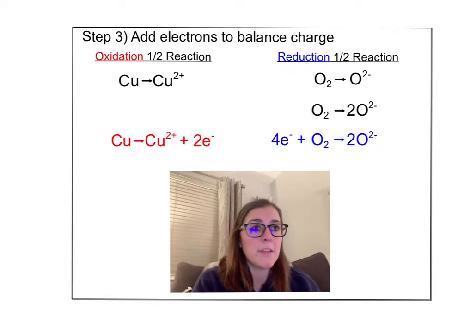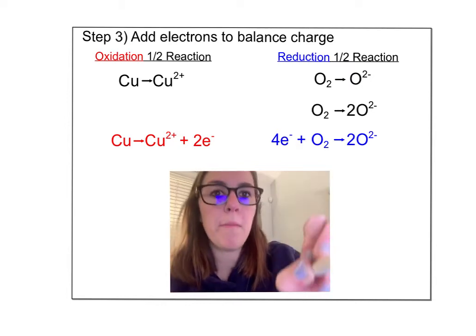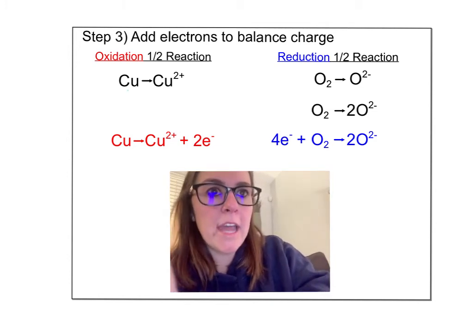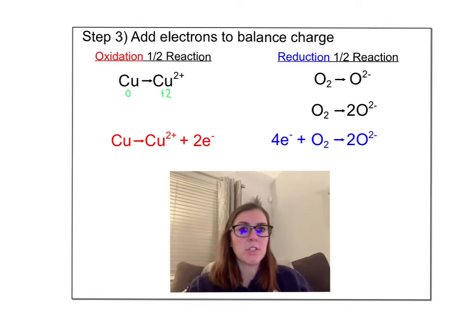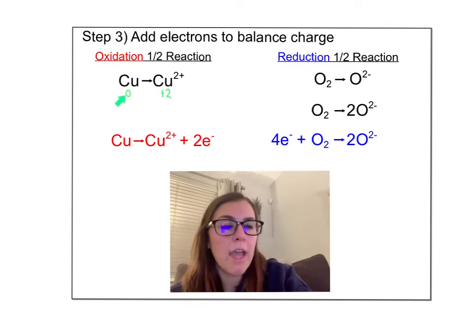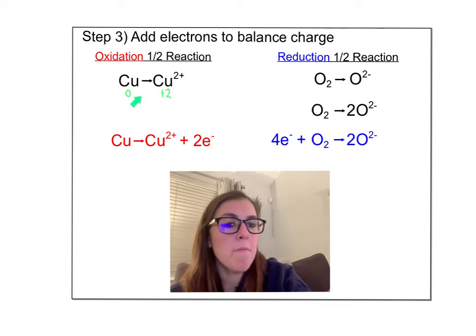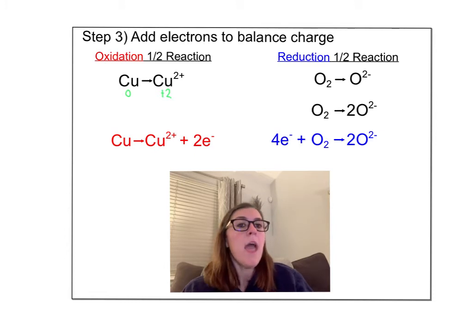Okay, next step is in each half reaction, we need to add electrons to balance the charge. So if you look originally, let me grab my pencil. On this side, I had a 0 and a +2. But charge needs to be conserved in chemical reactions. So this guy has 0, this has +2, but I need both of these to be the same. They don't have to both be 0, but they need to be the same. How can I do that?